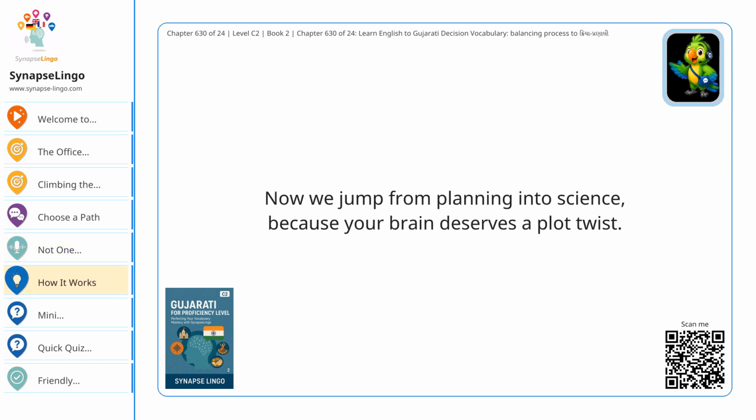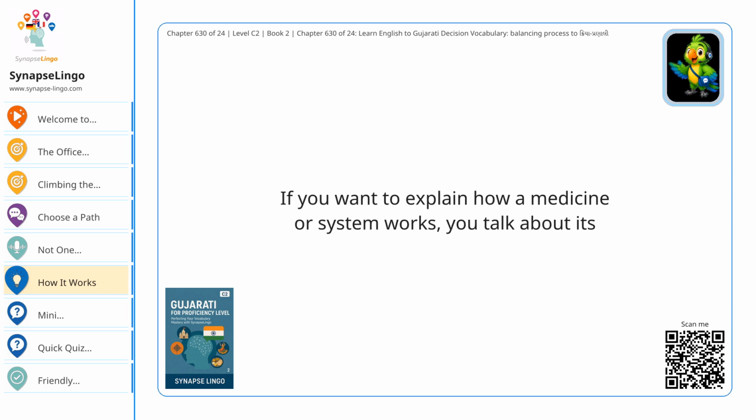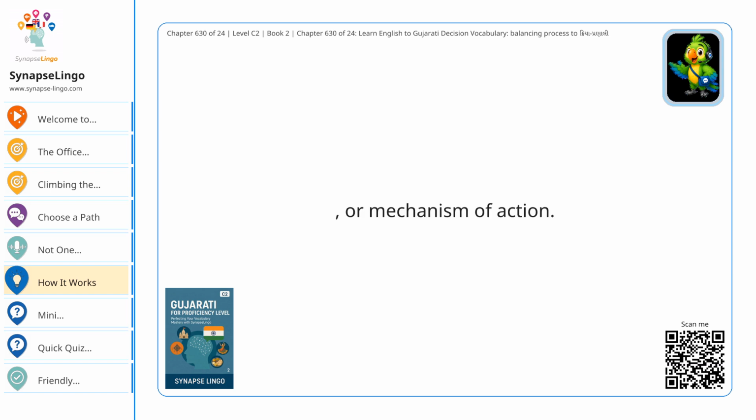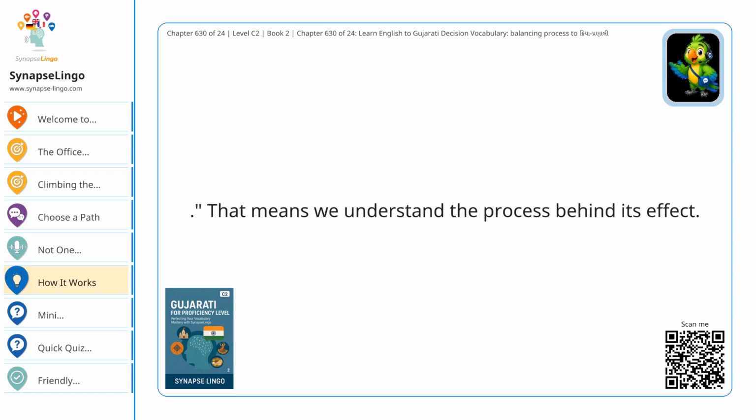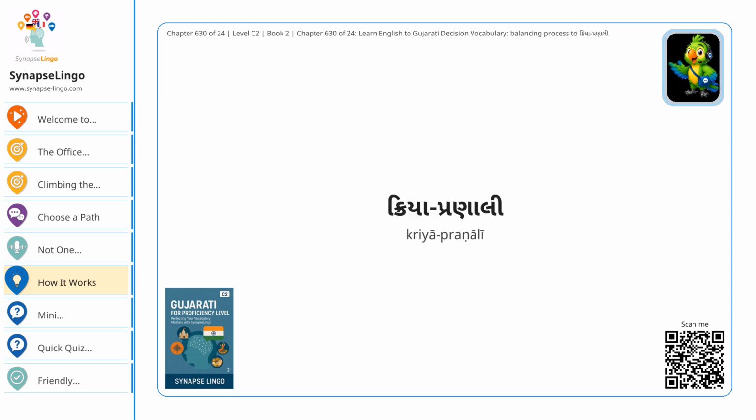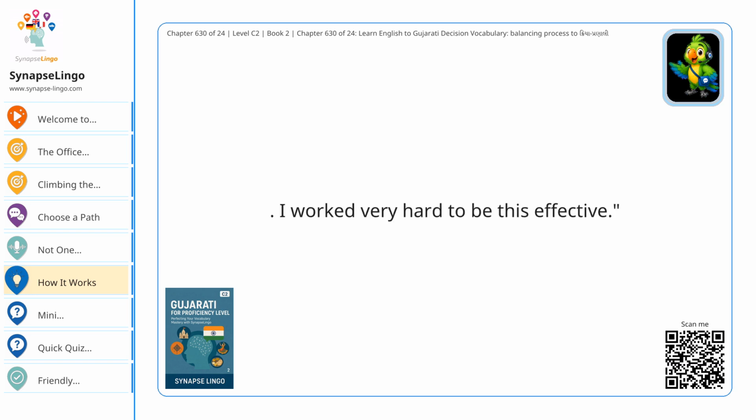How it works. Now we jump from planning into science, because your brain deserves a plot twist. If you want to explain how a medicine or system works, you talk about its ક્રિયા પ્રણાલી, or mechanism of action. A scientist might say, the new drug has a clear ક્રિયા પ્રણાલી. That means we understand the process behind its effect. So if a pill could speak, it might say, please respect my ક્રિયા પ્રણાલી. I worked very hard to be this effective.